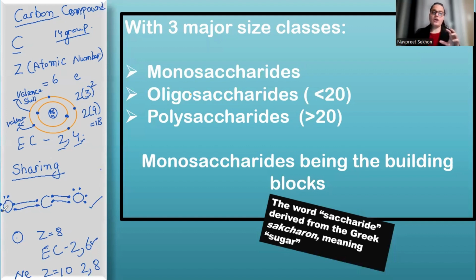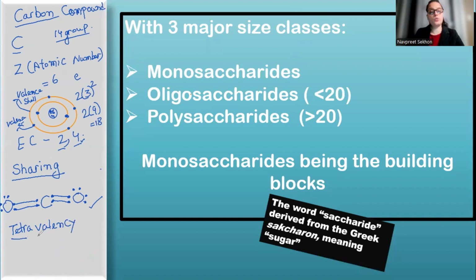So we can see now carbon needs to form 4 bonds. This gives us another term which is called tetravalency. So carbon shows tetravalency. Now, what is this tetravalency? Tetravalency, or 4 valency, means carbon has a valency of 4. Now, what does that mean? For that, we need to first understand the meaning of valency.